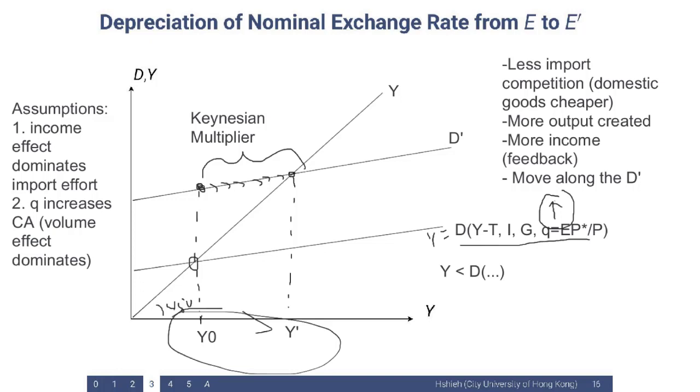There's a name for this movement here. This is called the Keynesian multiplier. The multiplier is just a fancy word for feedback. Okay, and the feedback is from income that's driving output. Output creates more income. Income drives more output. That's the feedback. And as more output is created, it stops when all of demand is completely satisfied by what's produced.